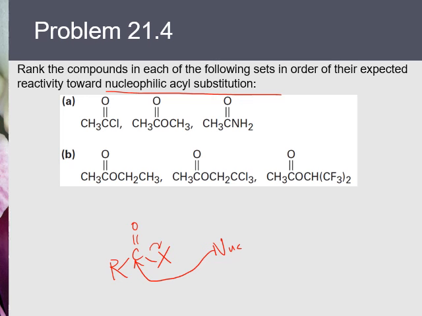The reason for the reaction is the polar bond. So oxygen is negative, carbon is positive. The more positive the carbon, the more reactive. Okay, so for A, you only need to look at the reactivity chart in the textbook or my lecture notes. You will see chloride is the most reactive, and then anhydride, right? And then ester, and then amide. So the rank is 1, 2, 3.